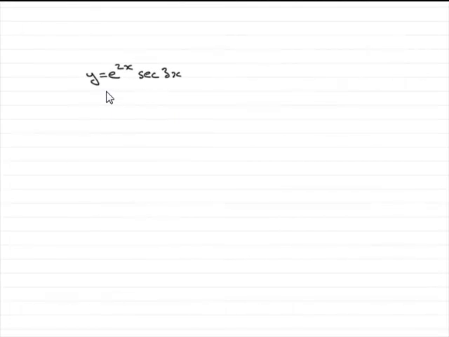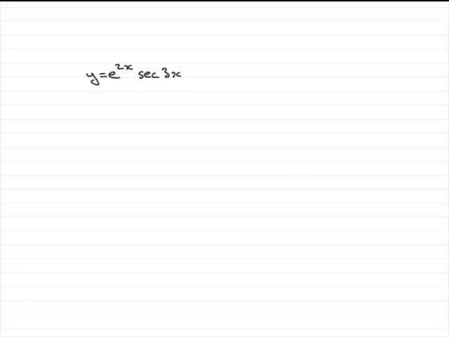Now for this part of the question, we've got y equals e to the 2x sec 3x, and we're asked to find dy by dx. So how do we do this? Well, what we've got is essentially two functions of x. We've got e to the 2x being multiplied by another function of x, sec 3x, and because we can't expand this out, we need to use the product rule.